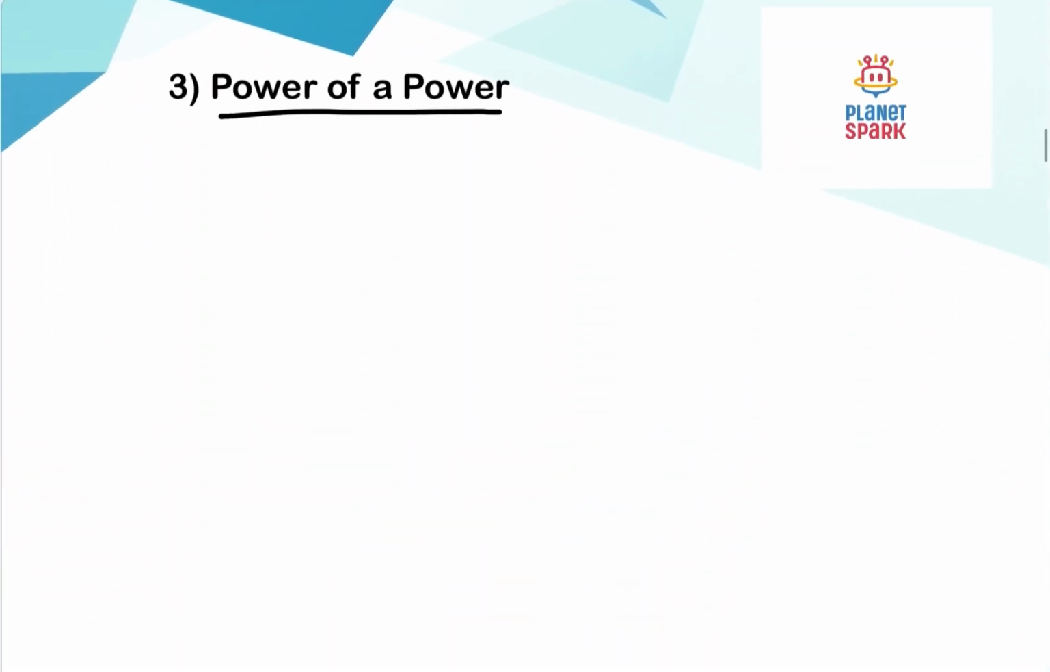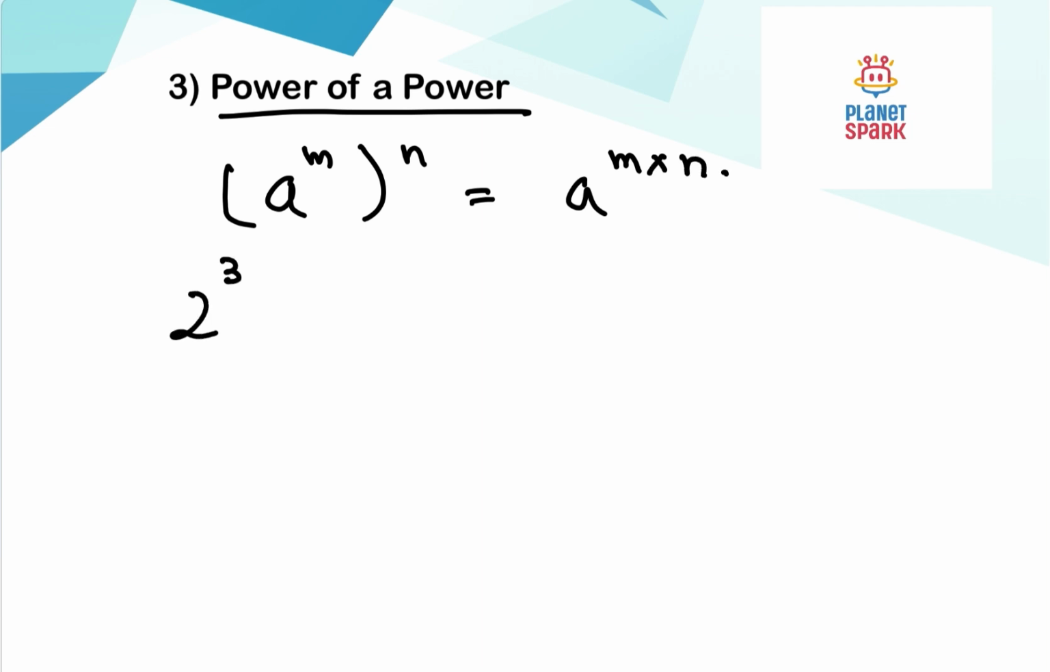Power of the power. If I have two exponents or two powers on the same base, they simply get multiplied. A raised to the power m raised to the power n will become a raised to the power m into n. Let's take an example. 2 raised to the power 3 further raised to the power 4 will become 2 raised to the power 3 into 4. That is going to be 2 raised to the power 12.